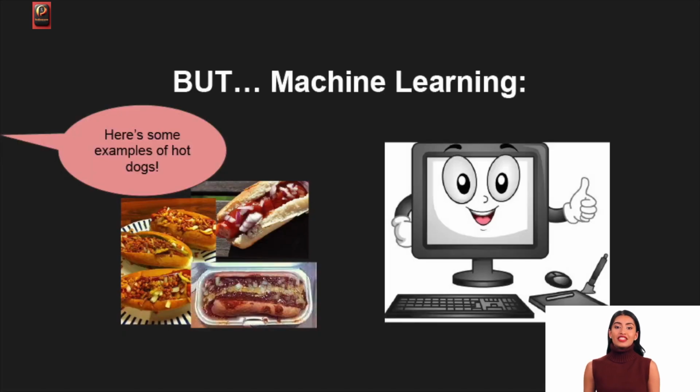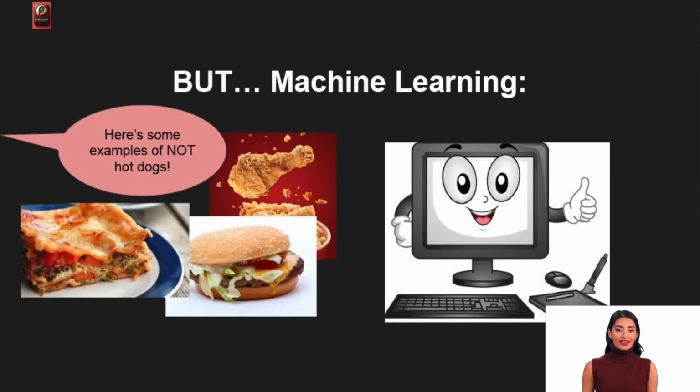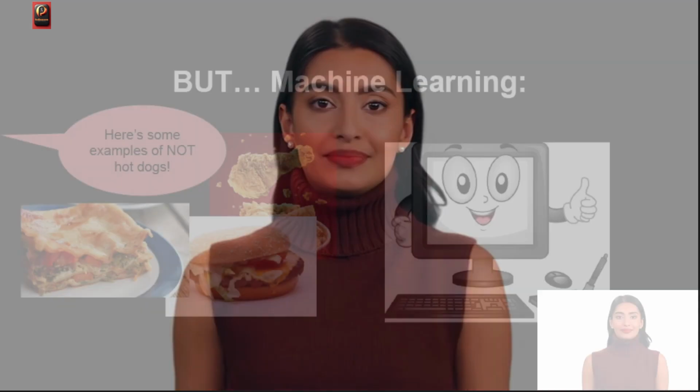But we as a programmer in machine learning are not going to be telling our computer these things. Instead, we are going to be just giving our computer, hey, here's all the examples of a hot dog. Here's all the examples of something that's a not dog. So not a hot dog. Here's all the things that are not a hot dog.